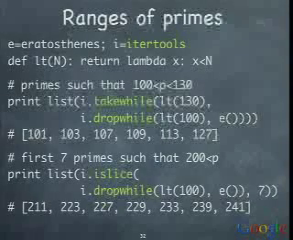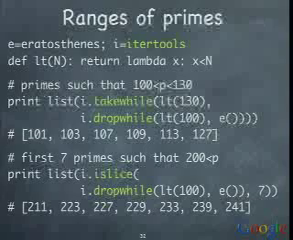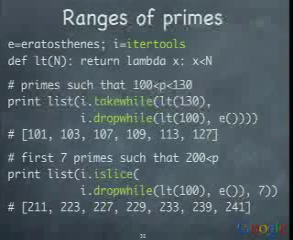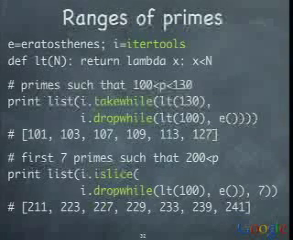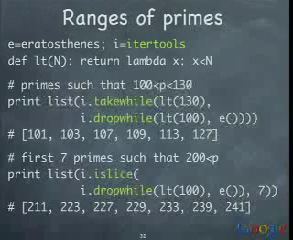So let me get all primes such that they're greater than 100 and less than 130. Well, I want to read from the inside out. I call Eratosthenes to generate all primes. I drop them while they're less than 100, and then I take them while they're less than 130. And so I get this.